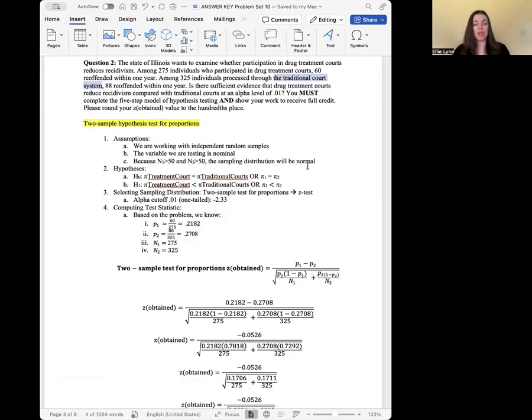We're good to go. And lastly, we just want to ensure that both of our sample sizes here exceed a value of 50.